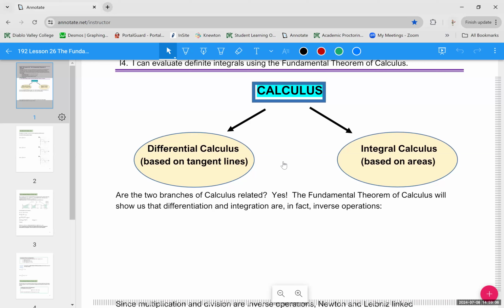So if we lay a little bit of groundwork for what we've done so far in the world of calculus, you have two branches. Differential calculus was based on tangent lines; the tangent problem is where that branch of calculus started. And integral calculus, which is based on the area problem, is related. In fact, we are about to discover that taking a derivative and taking an integral are inverse operations. So basically, they undo each other.